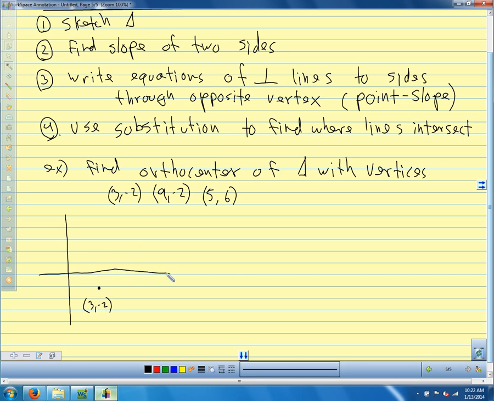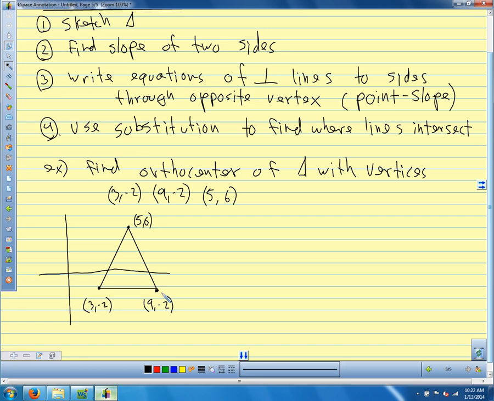Now I'm going to go over 9 and down 2. And then we're going to go over 5 and up 6. So I'll say this is 5. So my triangle looks something like this. Not perfect, doesn't have to be perfect. Just want an idea of what it looks like.